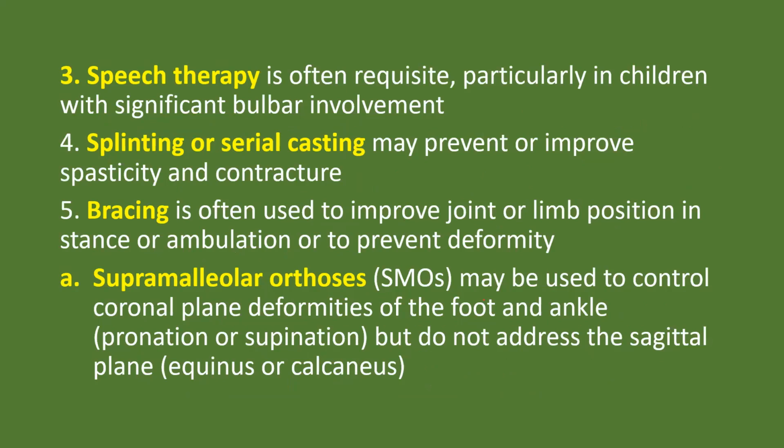There are children who have a slurred speech. You have to give them speech therapy. This is often a requisite, particularly in children with significant bulbar involvement, with difficulty of swallowing. Splinting or serial casting may prevent or improve spasticity and contracture.